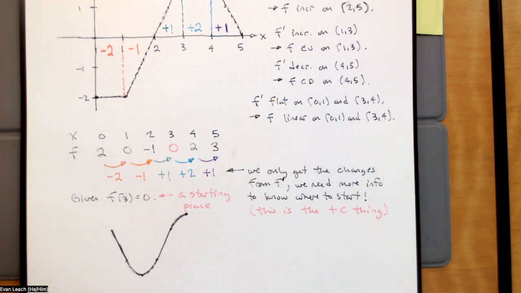So my question would be, I just said that we don't know what's going on after 5. What could happen after 5? That's the question. That's it for today.